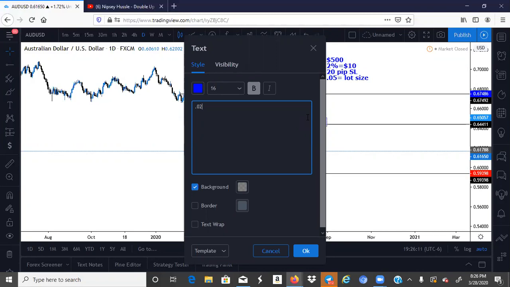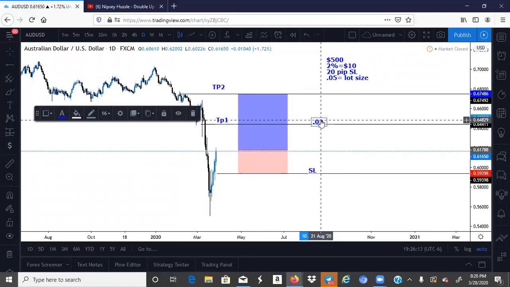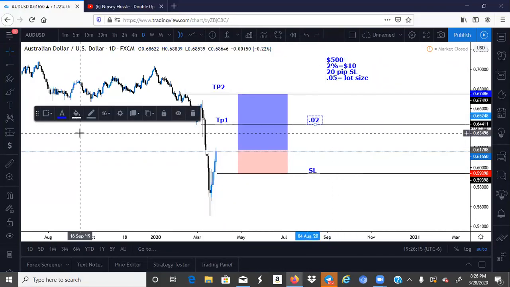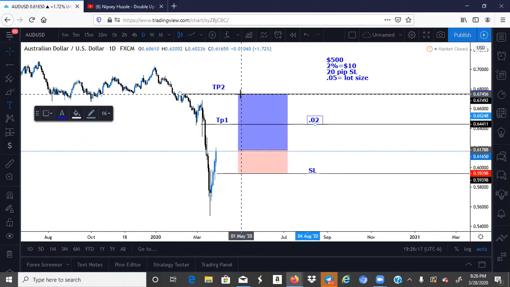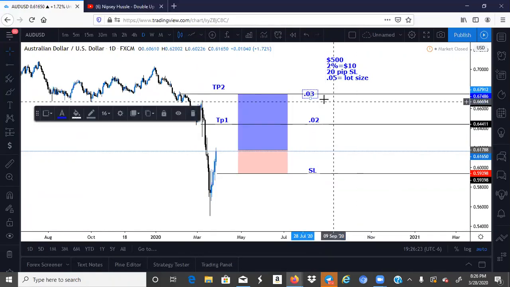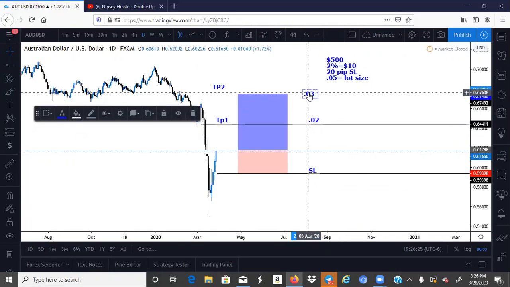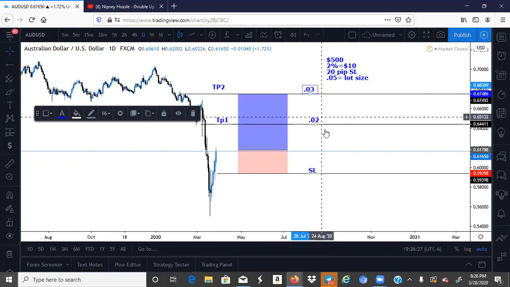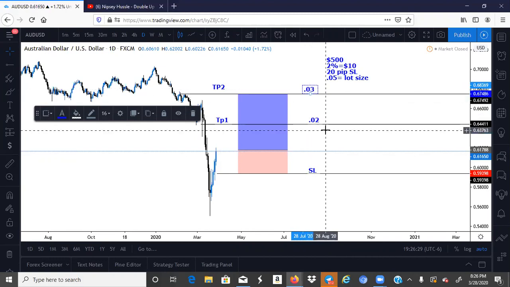So, for example, 0.05 on this particular trade. For me personally, I ain't gonna lie, I'm kind of greedy when it comes to this. I want as much money as possible. So TP1 would be 0.02, and TP2 would be 0.03. In total, that's 0.05, right? So now I'm still in my trading plan, and if it does hit stop loss with my 20 pip stop loss, guess what? I still only lost $10.